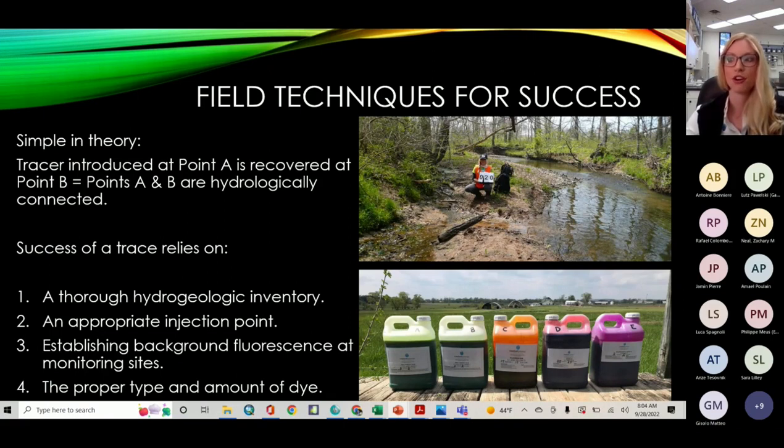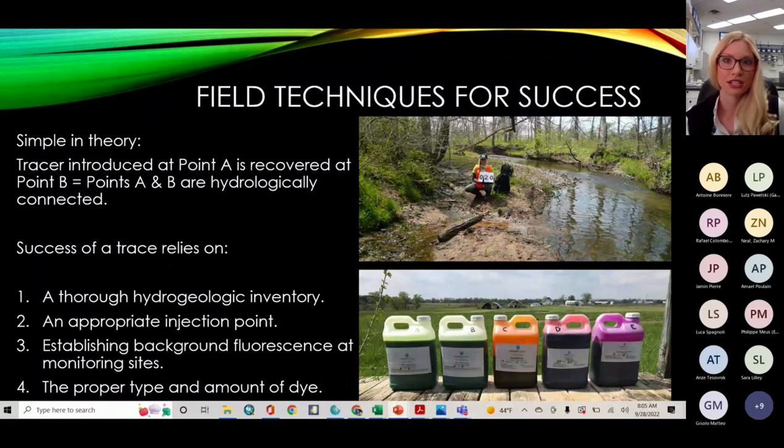So we want to catalog all the springs, seeps, sinking streams, sinkholes, surface depressions, caves, cave streams, anything that is a source of communication between surface flow and the aquifer system. And we usually do that in a 360-degree radius from your study area.